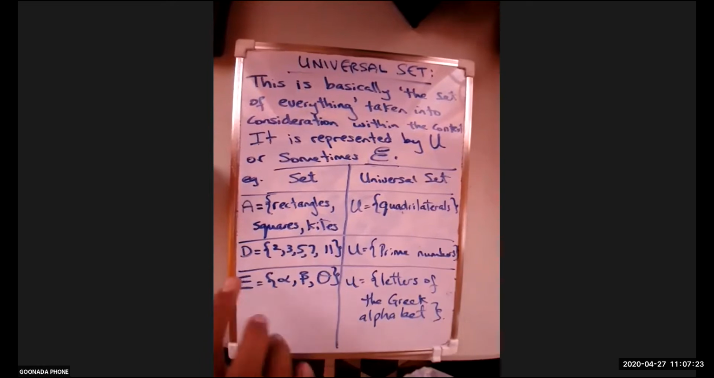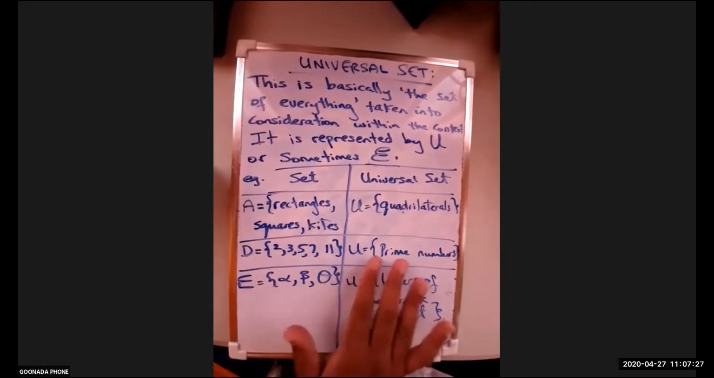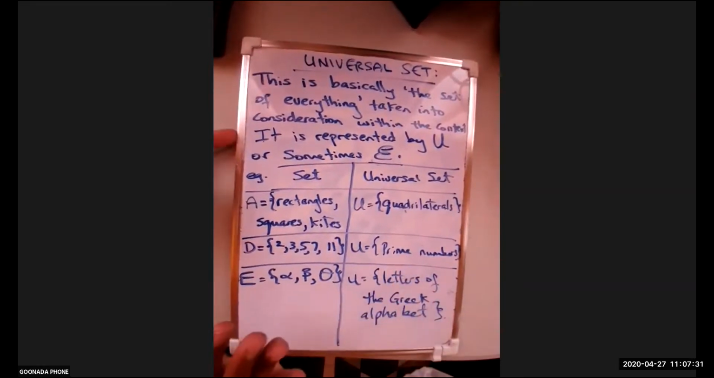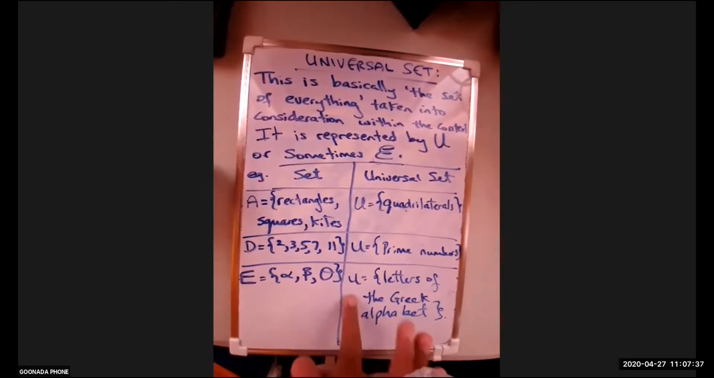Then we have D being 2, 3, 5, 7, 11. This comes from the set of prime numbers. So the universal set is the set of prime numbers. Okay. Then we have alpha, beta, and theta, whose universal set is the letters of the Greek alphabet, because these come from the letters of the Greek alphabet, right?